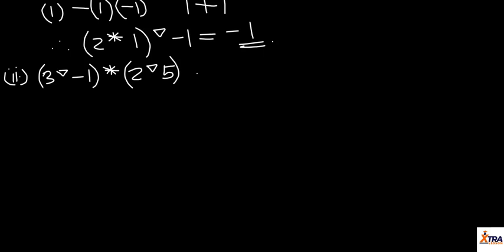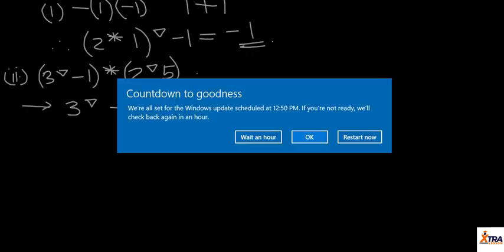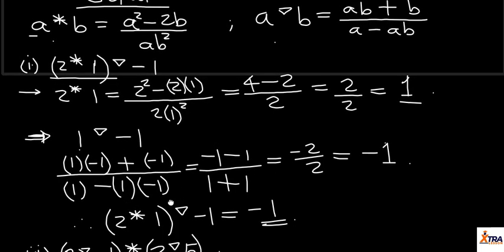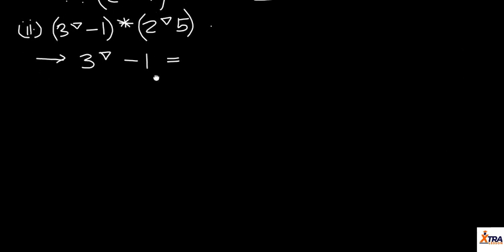The very first thing we have to do is to take out each of the brackets. So taking out the first one, 3 operation minus 1. For 3 operation minus 1 here, using the formula for the inverted triangle operation, we have AB plus B over A minus AB.